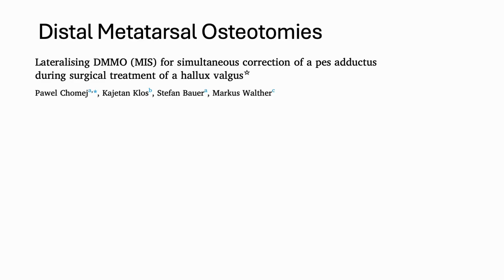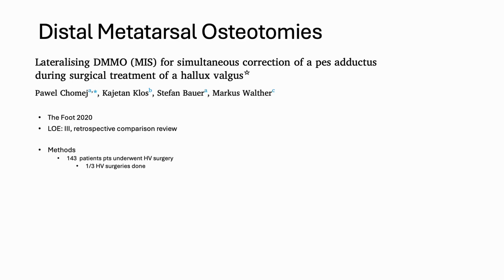So what is the evidence for distal metatarsal osteotomies? The Foot 2020, they had a level 3 comparison study. They had about 143 patients undergoing hallux valgus surgery. They usually did one of three different types of bunion procedures, and then they added some adjunct procedures with that. So they did a distal metatarsal osteotomy, a proximal metatarsal osteotomy, or a lapidus type procedure. And then they did some additional procedures, which I think makes the paper a little bit flawed because it's not 100% clear why and when they did everything. But in general, they tried to correct the bunion as best they could, whether they added adjunctive procedures or not.